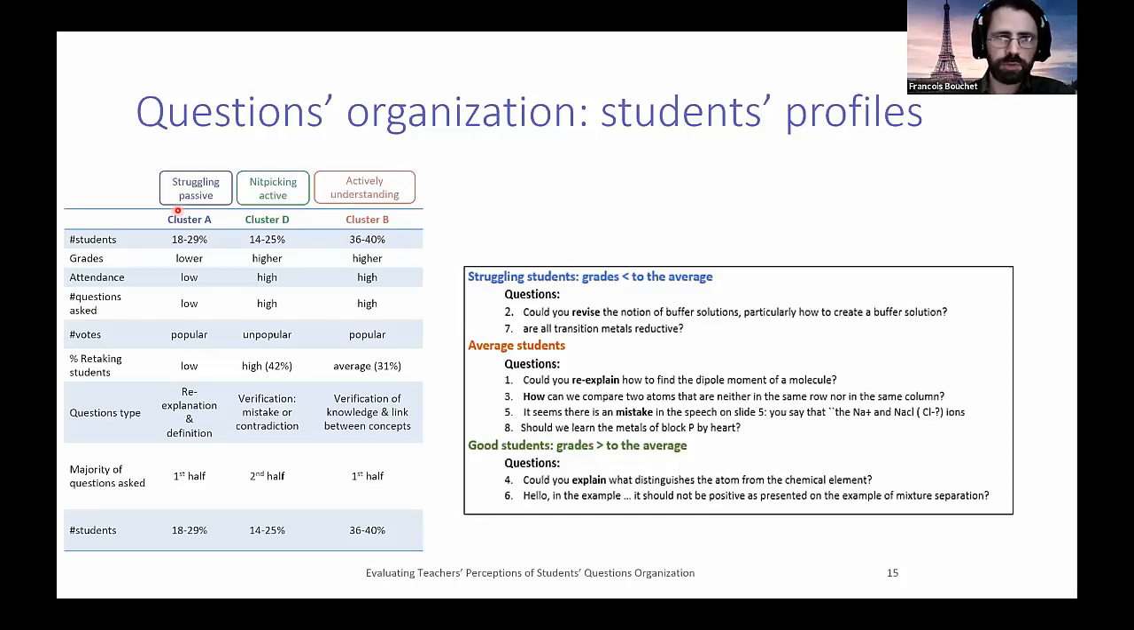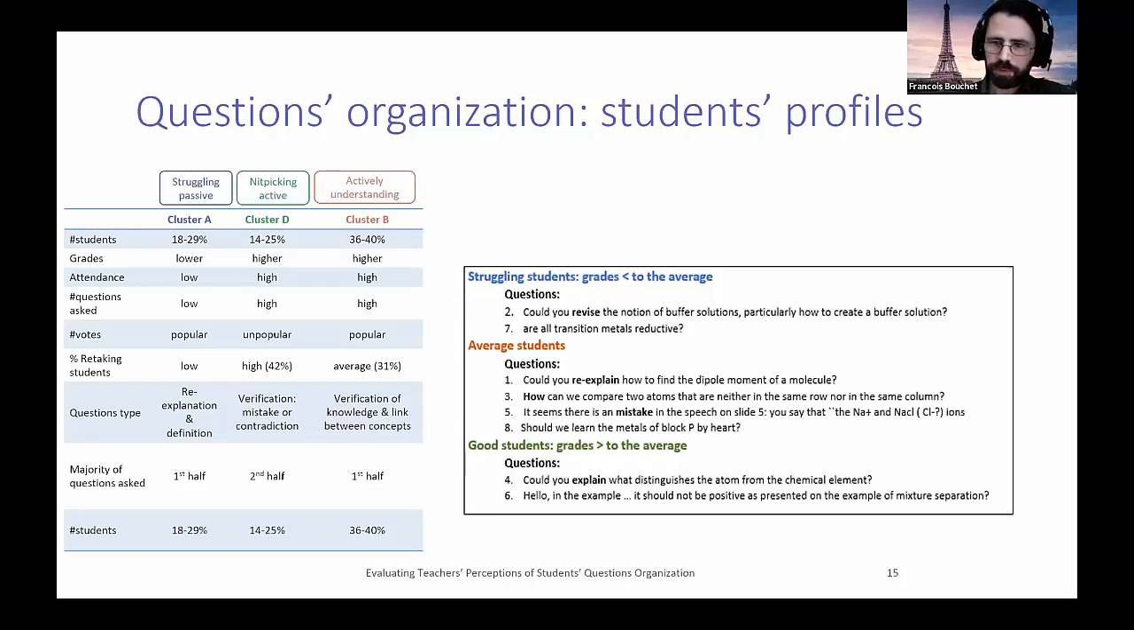So we nickname them struggling passive students because they are not very active and they need some basic explanation. The second category that we have here are the nitpicking active. So that's basically students that have high grades, that tend to be there very often, but they include many questions from students who are actually retaking the course from a previous year. And those questions tend to be very, very picky, very precise, which makes them not very popular overall. So they don't receive many votes.